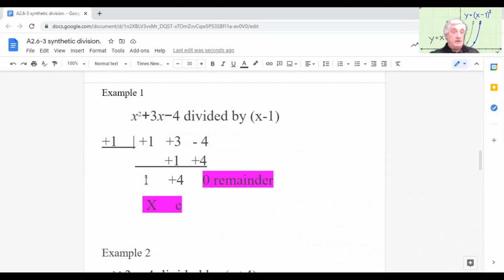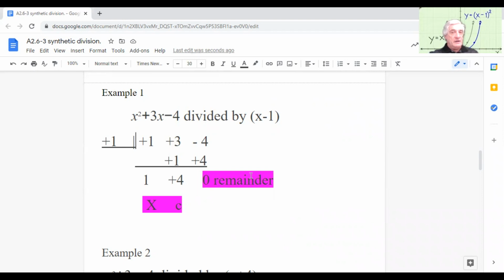That 1 just comes down. Now I multiply. 1 times 1. Yeah, don't use your fingers. We all know it came out 1. Now add. You multiply, add. 3 plus 1 is 4. Now we multiply again. 4 times plus 1 is plus 4. When I add down, I get a 0 remainder. If you get a 0 remainder, we call that the C term.